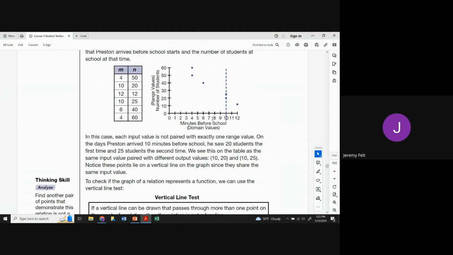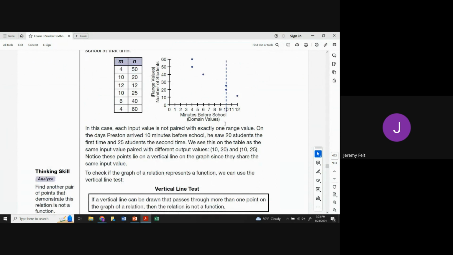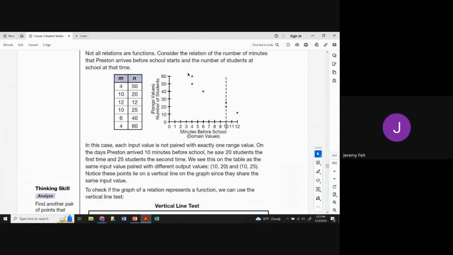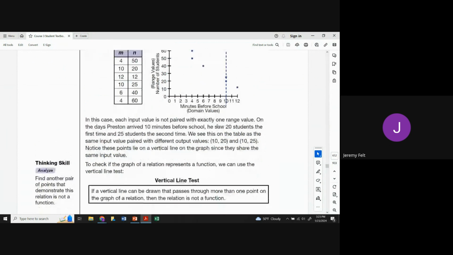So in this example that they went through, each input value is not paired with exactly one range value. So we have an x value, or our input right here, our domain values, and we have two outputs. So we think about our formulas, y equals 5x or y equals x squared. We put in an x value and we get one y value. We put in an x value and get two different y values, then it's not going to be a function. So all that to say, again, the easiest way is it would not pass the vertical line test.